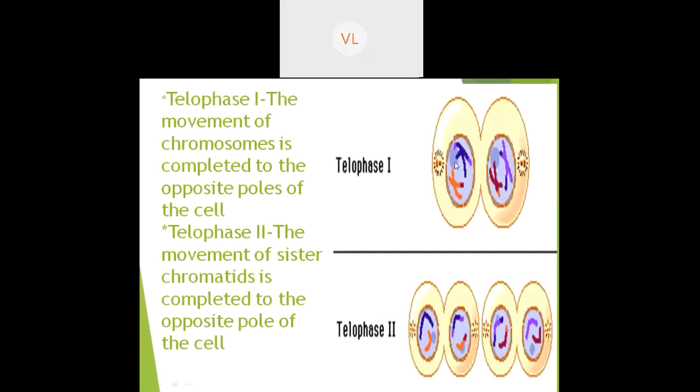The nuclei will form again, and these chromosomes come to the opposite poles of the cell. Shall we move to the next? Ma'am, repeat once. Okay, in telophase 1, what happens?